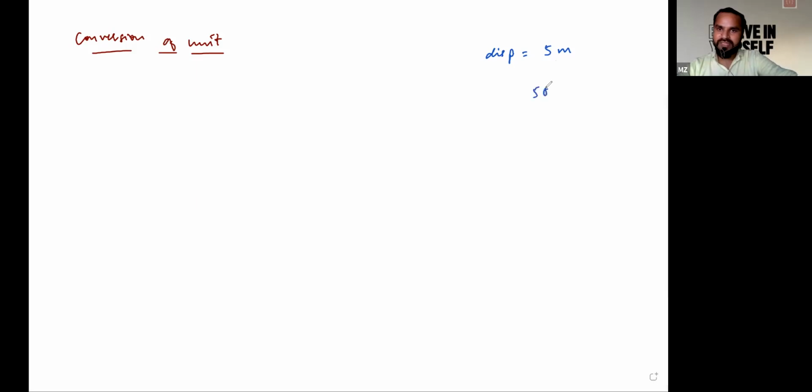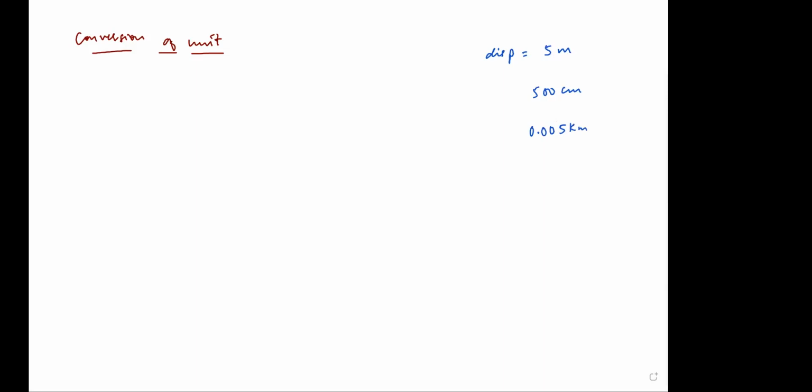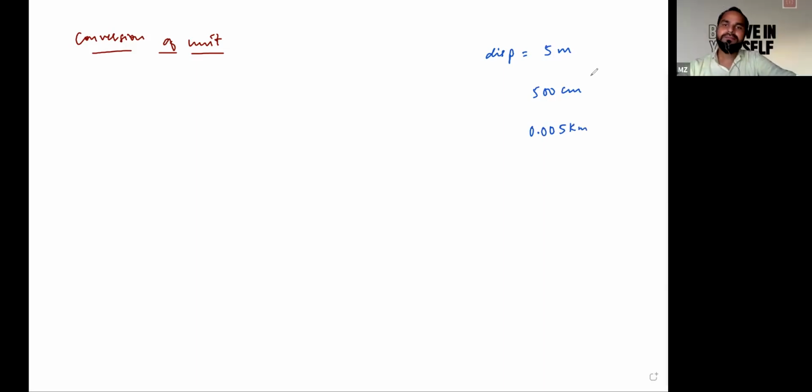It would be 500 centimeter. Similarly, if you have to convert this particular term into kilometer, it would be 0.05 kilometer. Okay. Yes, sir. Now just see the relation in between them.